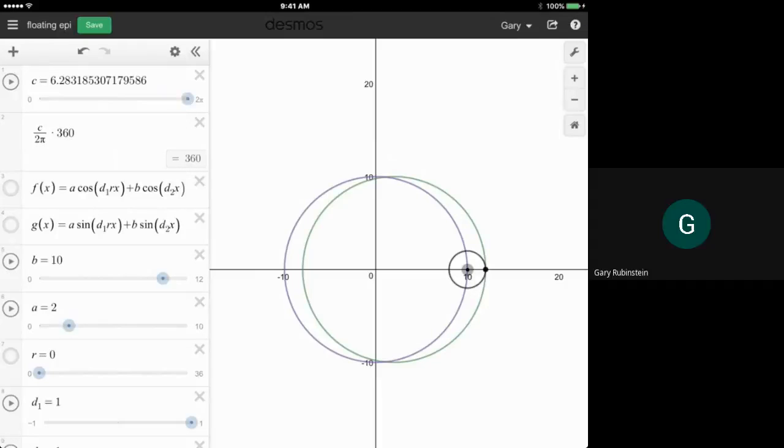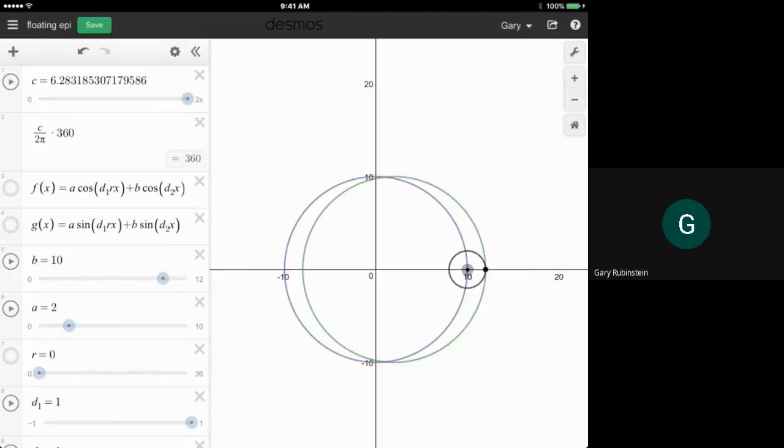Oh, Ariel asked, was that the equation first for a circle floating? Yeah, that was the circle floating around the other one. Yeah, A and B were the radii of the two circles. R is the coefficient of the t on the spinning one. It's like the speed that the thing is spinning.